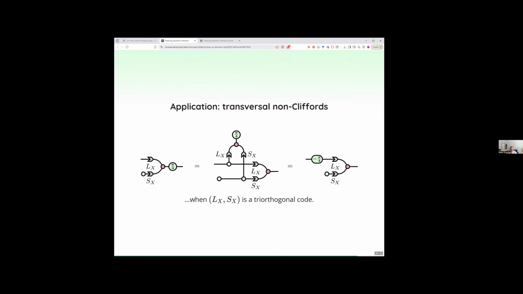You can also use this to reason about transversal non-Clifford gates up the Clifford hierarchy. When this describes a triorthogonal code, then we can take a transversal T gate like this, and push it through, and we actually get a transversal T-dagger on the other side.